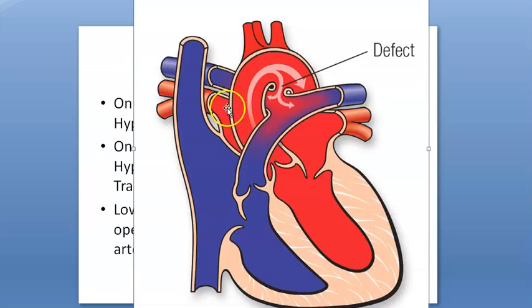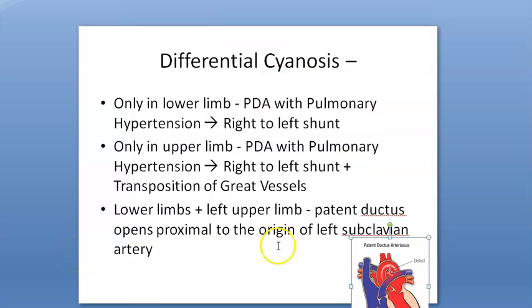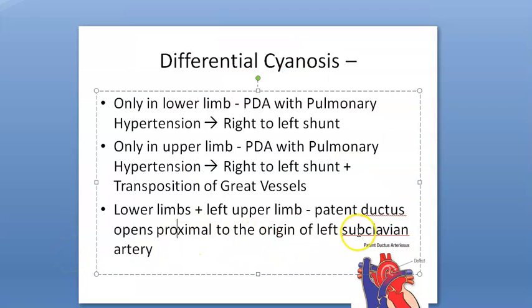So where will the left subclavian artery be? This is the aorta. From the aorta only all these branches you will get. Left subclavian artery they are talking about. So there is an artery here and this defect is very close to that artery. Okay, so what will happen? The pulmonary hypertension, etc. will cause the deoxygenated blood to go to the left upper limb, looks like. So the left upper limb will be cyanosed. So did you understand differential cyanosis?